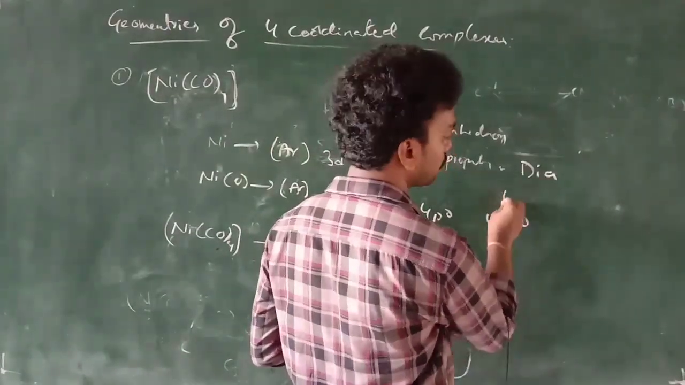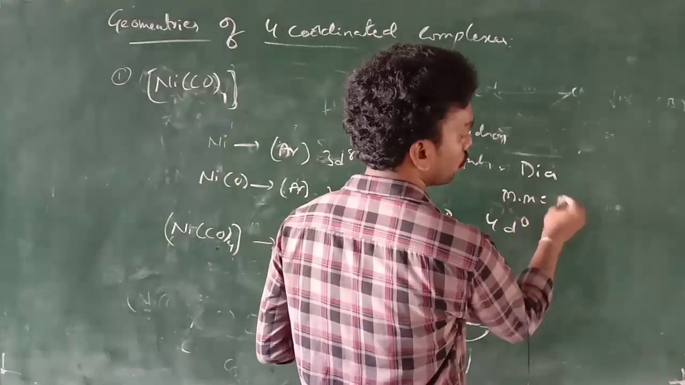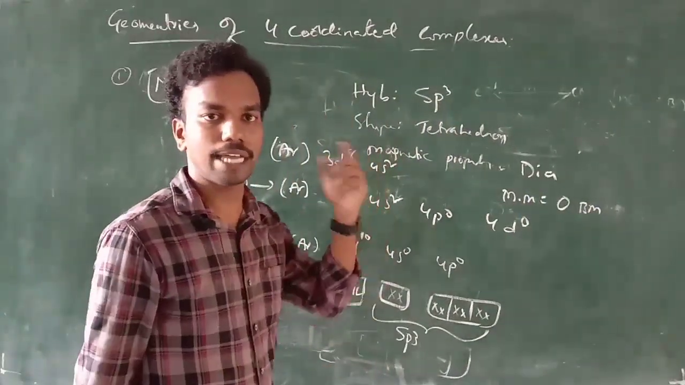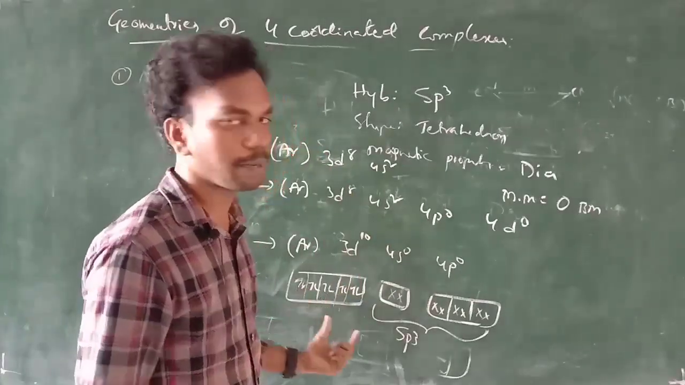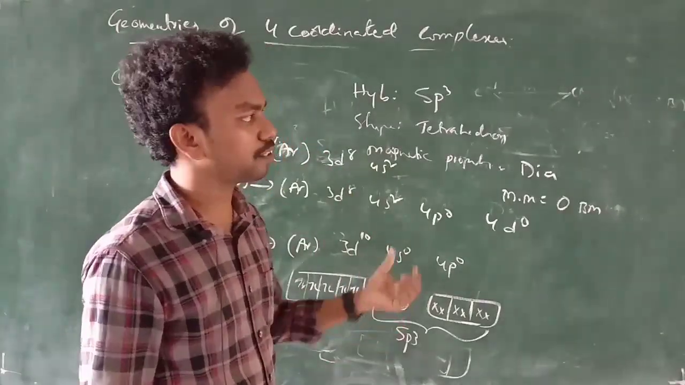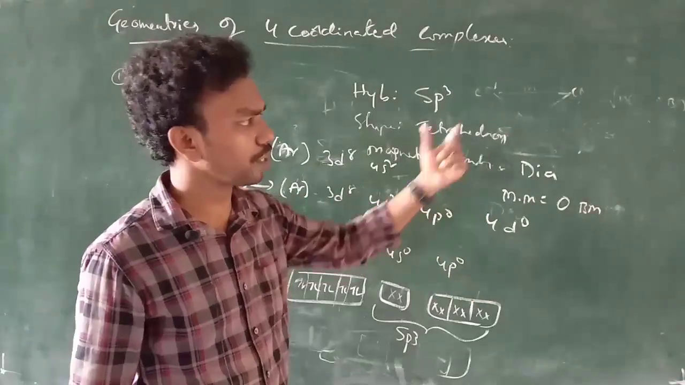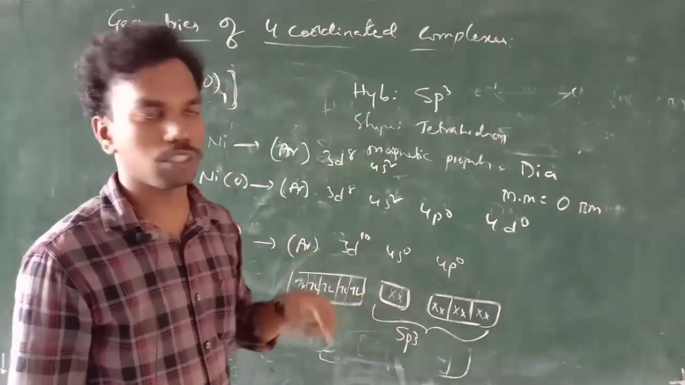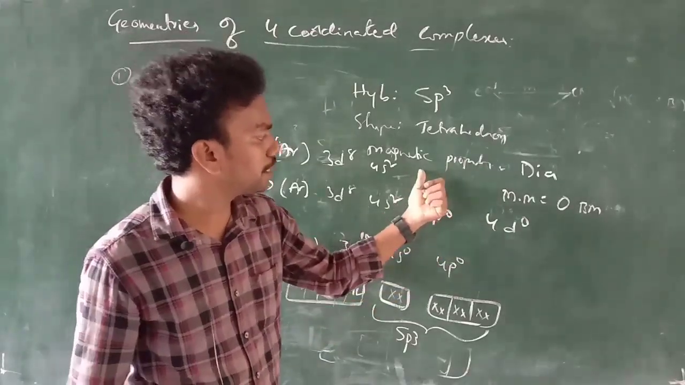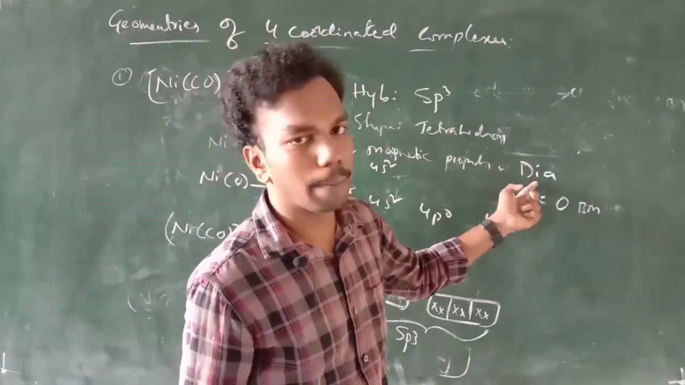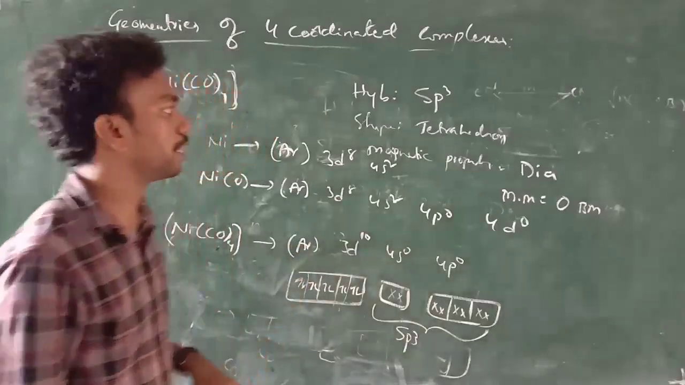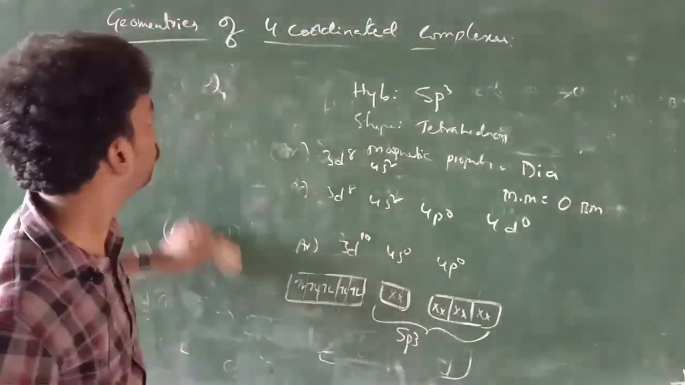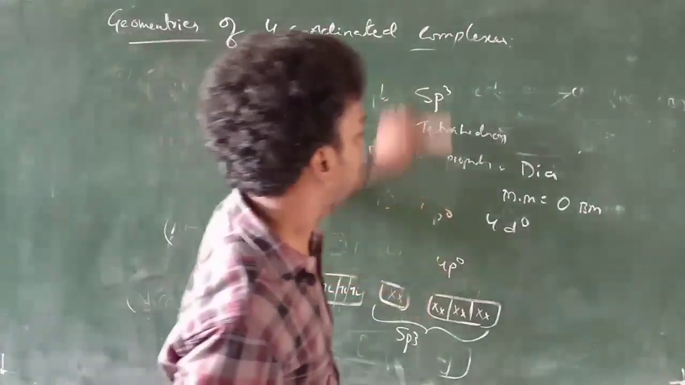So the magnetic moment is square root of n(n+2) BM, where n is the number of unpaired electrons. Here I don't have any unpaired electrons, so in place of n you have 0. Replace 0: square root of 0 into 0 plus 2 comes out to be 0. The magnetic moment is 0, so this complex is diamagnetic in nature. Okay, so this is all about 4 coordinated complexes.